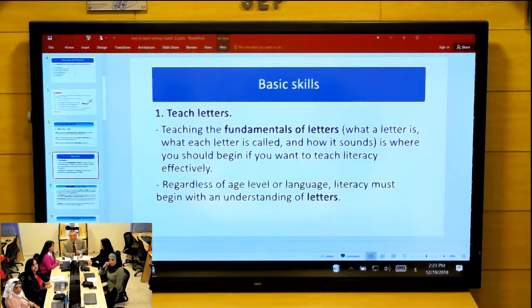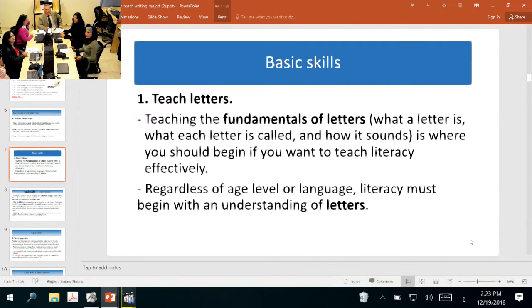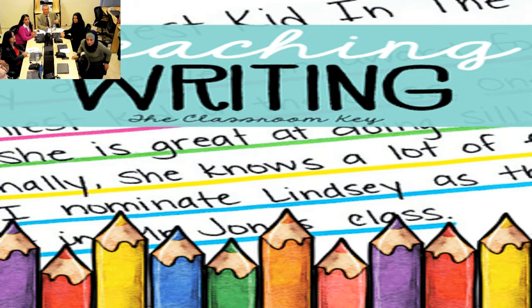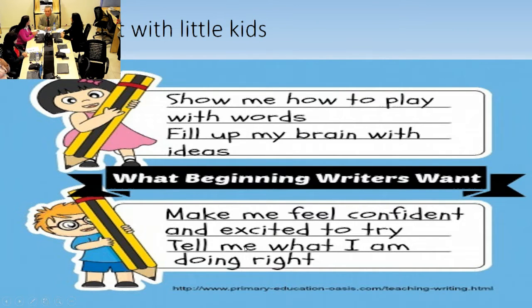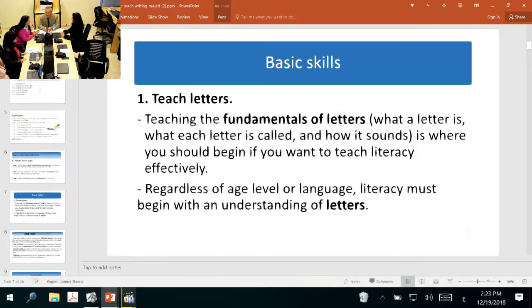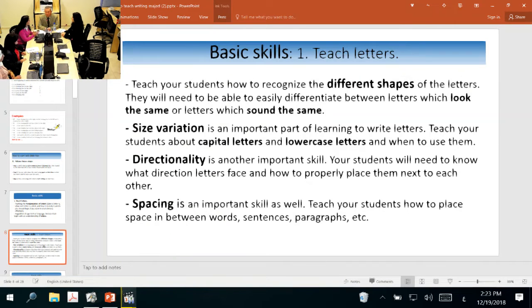So again, we are still with the basic skills and with teaching letters. The things we should be working on is that we have to teach students, can you help just move to the following one? We should teach students how to recognize the different shapes. So letters have different shapes, and they will need to be able to easily differentiate between letters which look the same and sound the same. We have letters that, for example, D and B, they somehow look the same, so they should be able to differentiate between B and D, for example.